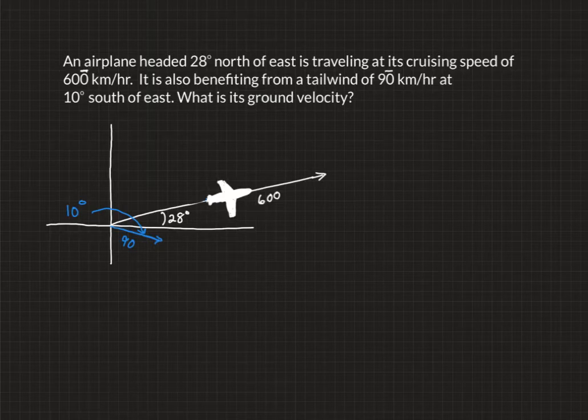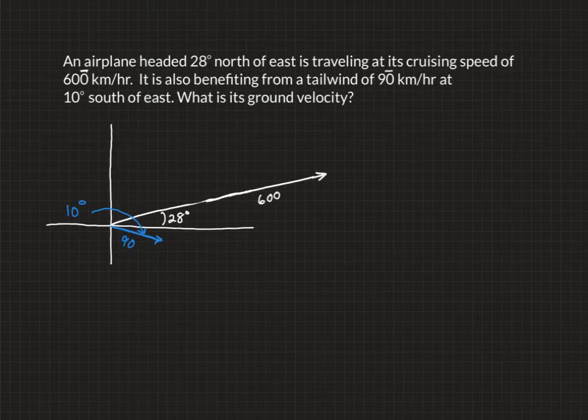And if you don't like the way that looks, you can move your airplane down here at the beginning of the vector, so the wind's kind of hitting it in the tail. But I'm actually going to let that plane fly right out of there and get it out of the way. What is the ground velocity? What is the resultant vector of those two?